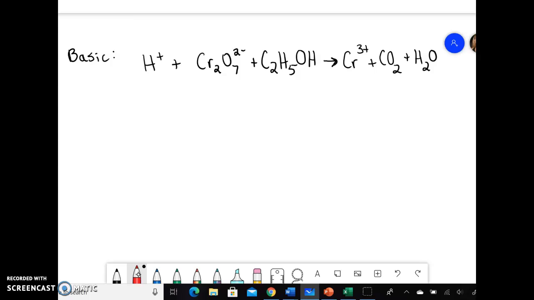In a basic solution, you will not have H+, and notice that we do have H+ now, which is why we need to fix it. All right, so just like yesterday, in order to balance this, you're going to need to figure out what got oxidized and what got reduced. So let's go ahead and put oxidation numbers.